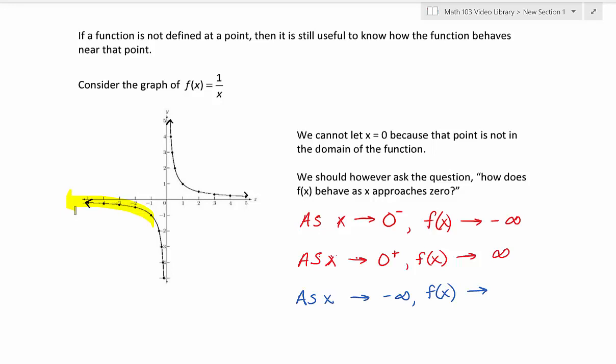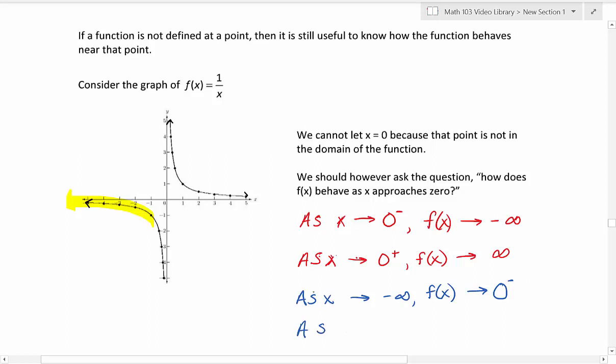If I plug a negative x value into my function f(x) equals 1 over x, I'm going to have positive 1 over a negative number. That's always going to give us a negative number. So our y value is always going to be negative when our x value is negative. Therefore, we'll never cross the x-axis and move into positive y values. We're getting closer and closer to 0 from the negative side.